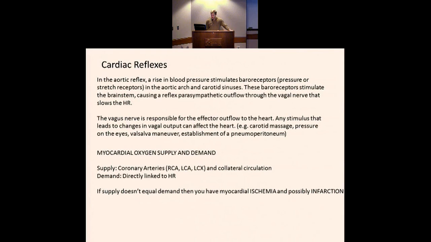All right, so myocardial oxygen supply and demand. We talked about the supply with coronary arteries, as well as collateral circulation. The demand is directly linked to your heart rate. We talked about that a little bit too. Basically, if supply doesn't equal your demand, you're going to get some form of ischemia. We can either increase the supply by giving different medicines to help increase your blood pressure and perfusion, or you can reduce demand, which we do sometimes when we cool patients down. They need less oxygen that way.